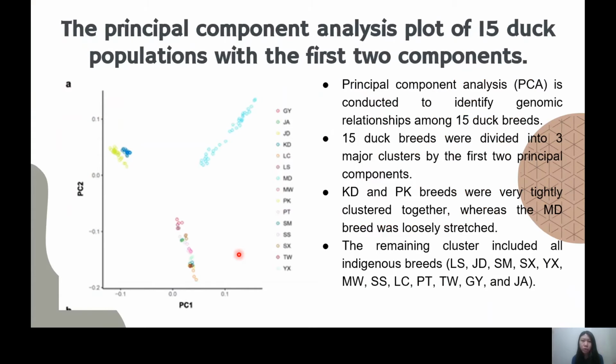First, principal component analysis is conducted to identify the genomic relationship among the 15 duck breeds. It is divided into three major clusters by the first two principal components. KD and PK breeds were very tightly clustered together, whereas the MD breed was loosely stretched. The remaining cluster included all the indigenous breeds.